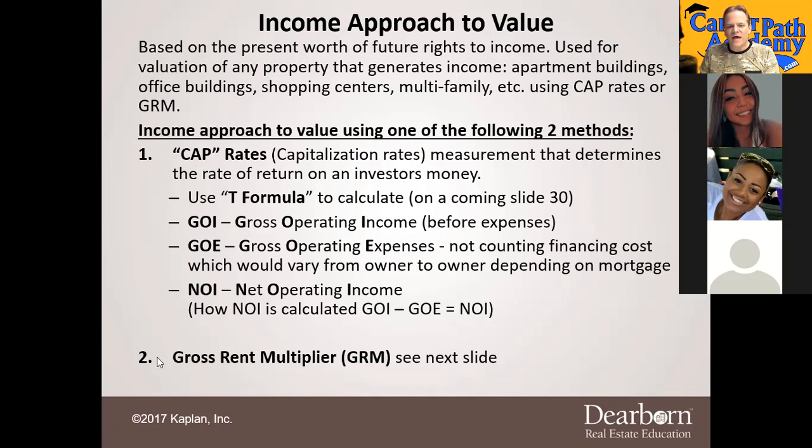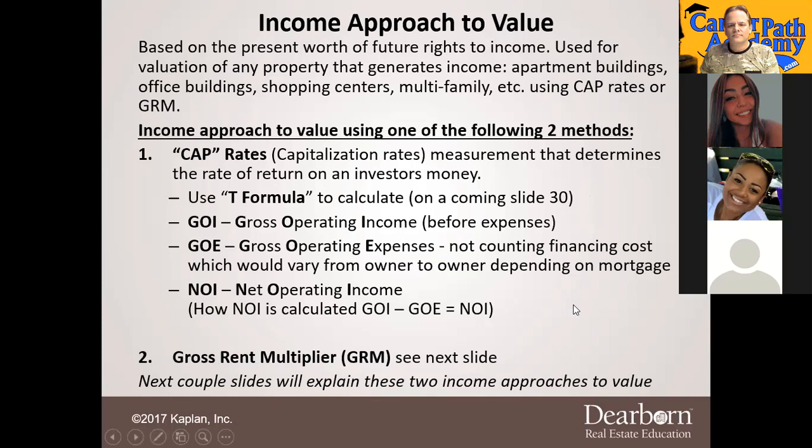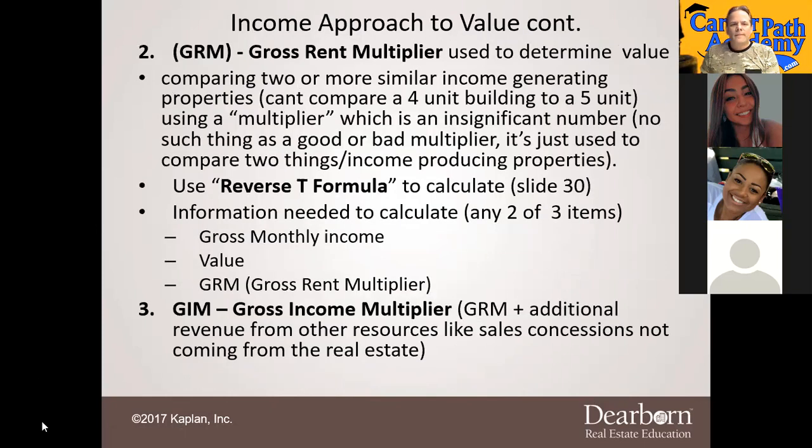This is another way to determine the value of income using the income approach to value, either cap rates or GRM, just two that we're going to need to know. This one you usually get a math problem on, but it's super easy. So the gross rent multiplier is used to determine the value by comparing two or more similar income generating properties. But you can only compare apples to apples, so to speak. You cannot compare a 4-unit building to a 5-unit building. You can only compare a 4-unit to another 4-unit, a 5-unit to a 5-unit. You guys got me there?